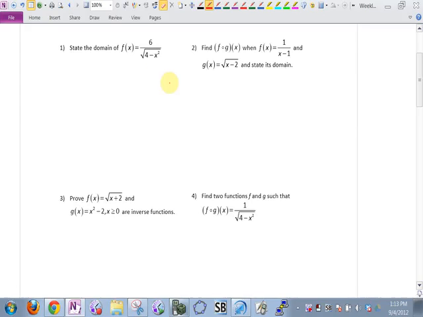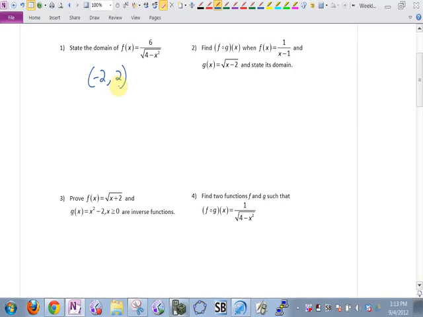Now, why does the number 2 or the number negative 2 not work? It's not because of the radical, right? You can square root 0, but it's because you're dividing by 0. Dividing by 0 is bad. Undefined. So your domain is negative 2 to 2, but not including the endpoints.